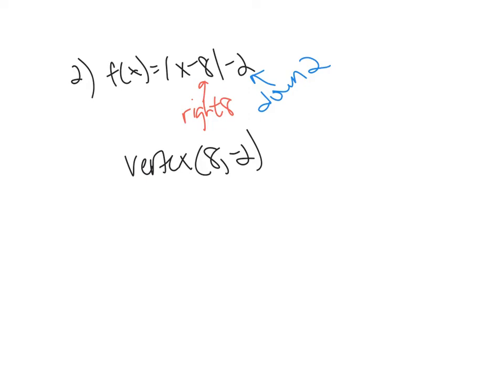Again, the vertex is the top or the bottom of the graph. And if we wanted to draw a quick sketch, we have a vertex at (8, -2). It's not wider or skinnier, so think of it as a slope of 1. Your linear component is a slope of 1, and it's upward because we do not have a negative in the front. A negative would be a reflection over the x-axis.